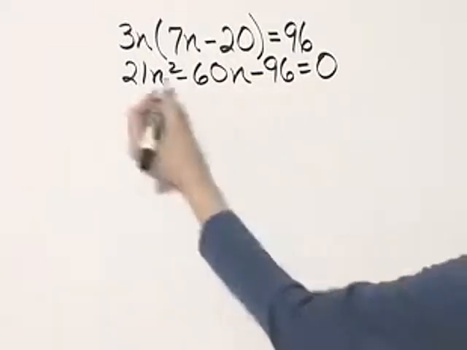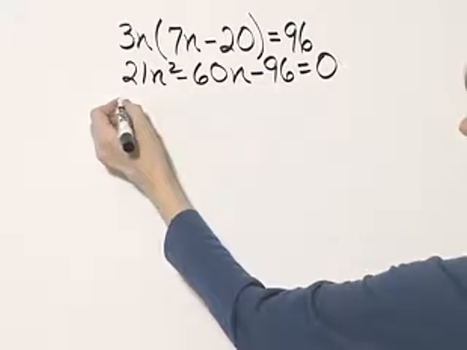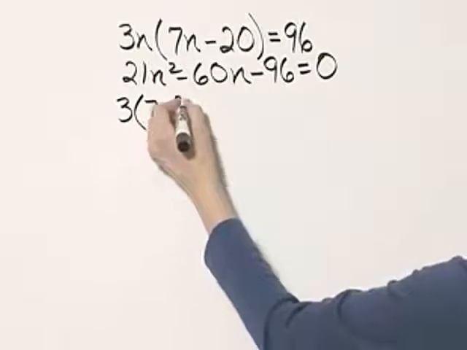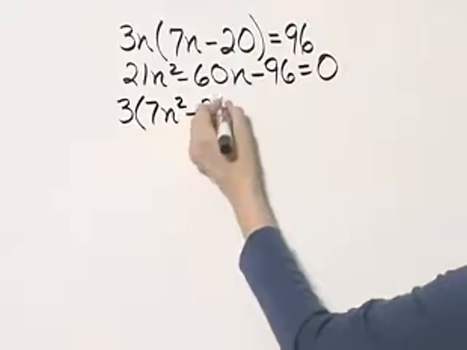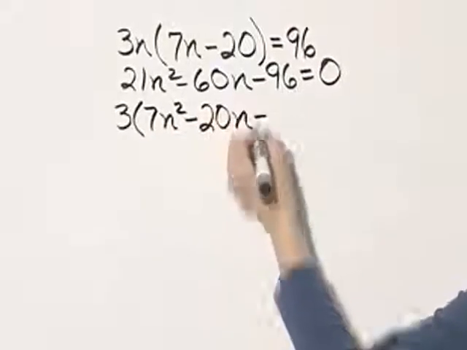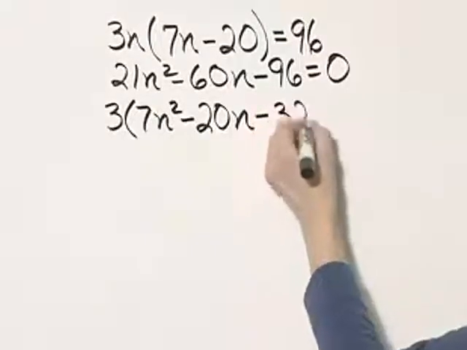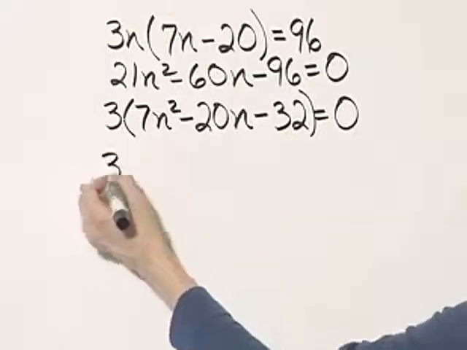Notice there's a common factor here. I believe there's a common factor of 3, so let's factor that out. I'll have left 7n squared, minus 60 divided by 3 is 20, so that's 20n, minus 96 divided by 3 is 32, and that's equal to 0. Now let's continue. I'll rewrite my 3.